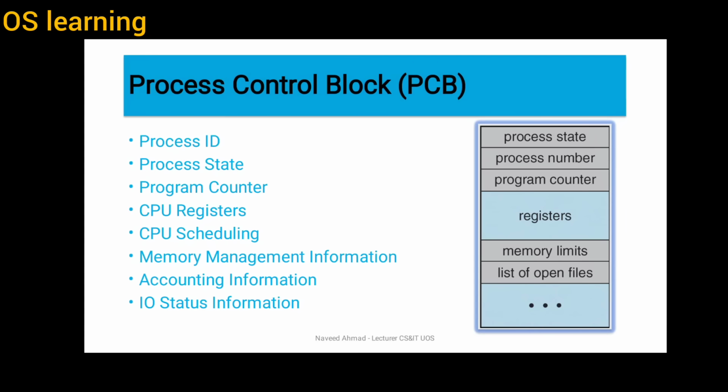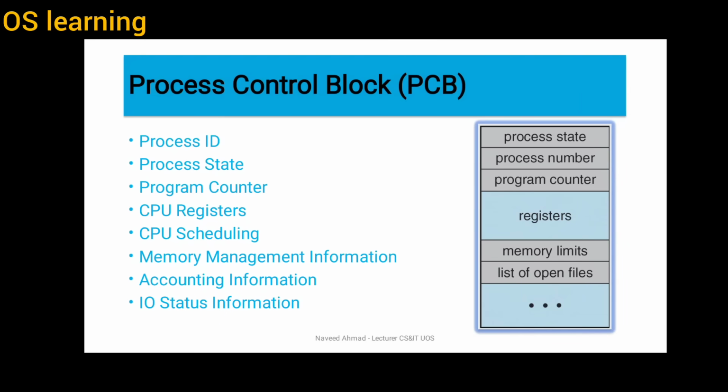What are the program counters we are using in the process control blocks? Program counters means the counting. Next we have the CPU registers. We use the CPU registers, CPU scheduling, which we discussed in our previous lecture. Memory management information means all the information related to the memory space or memory management. Next we have the accounting information, and last but not least we have the input output status information. So what is the status of input output information in our block?